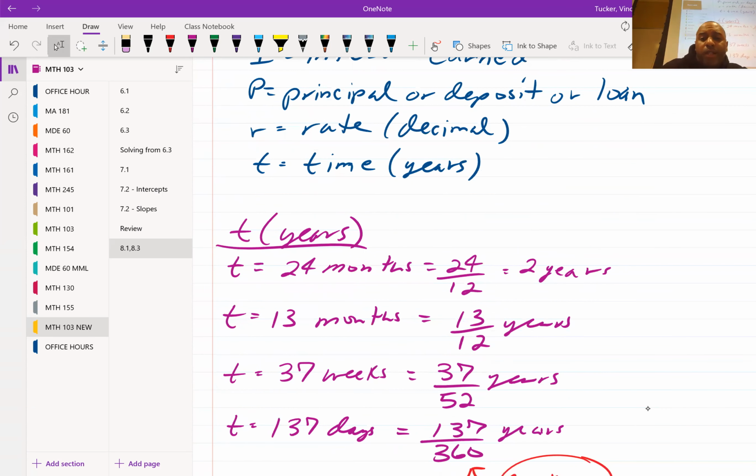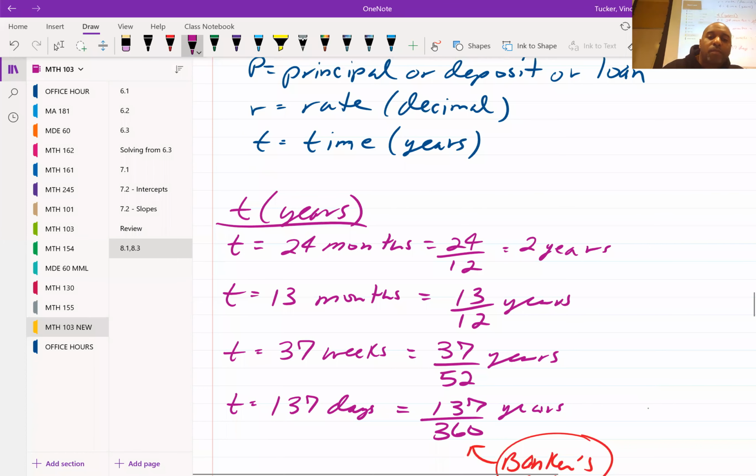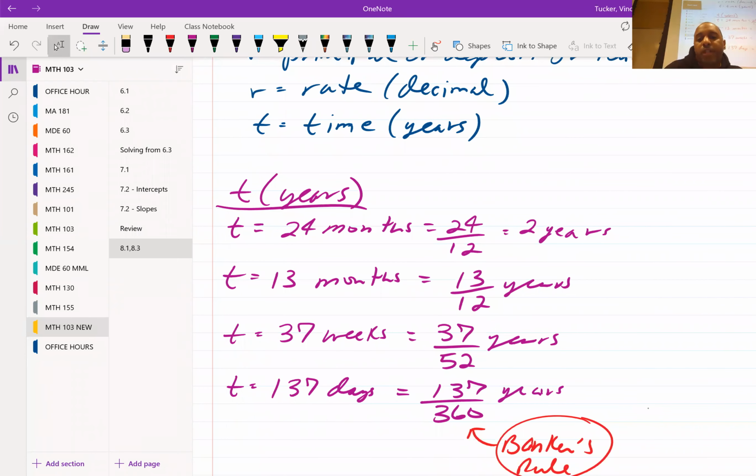So you want to keep that same thought process when it comes to numbers that are not divisible by 12. If I have 13 months, in order to convert it to years, I put 13 over 12, just like I did with 24. I put it over 12 because I have 12 months in a year. If I have weeks, 37 weeks, I place that 37 over 52. It's 52 weeks in a year.